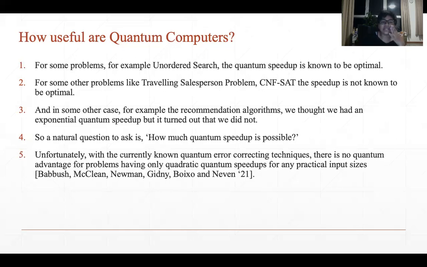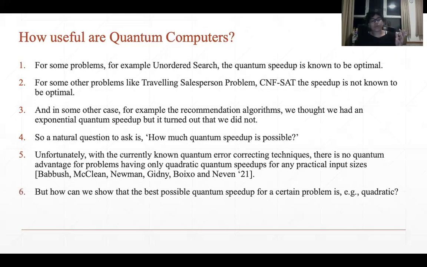Another line of direction, an unfortunate result, was that with the currently known quantum error correcting techniques, there is no quantum advantage for problems having only quadratic quantum speedups for any practical input sizes. This was a recent result by Babbush et al. But now, how can we show for what kind of problems the best possible quantum speedup is, say, quadratic? And we will soon see that we can do so by proving lower bounds.